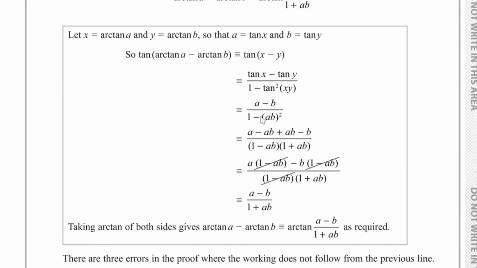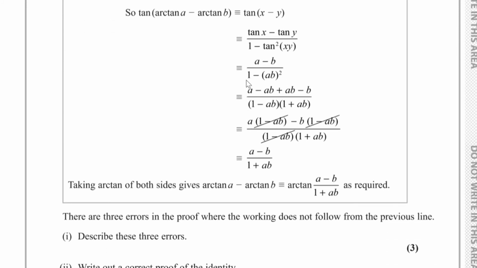They've replaced tan x with A, tan y with B, and on the bottom they've got 1 minus AB all squared. And then they've rewritten the top, so they've got A minus AB plus AB minus B. The minus AB and the plus AB gives a zero pair, and on the bottom it looks like they've factorised 1 minus, and then in brackets, AB squared as a difference of two squares.